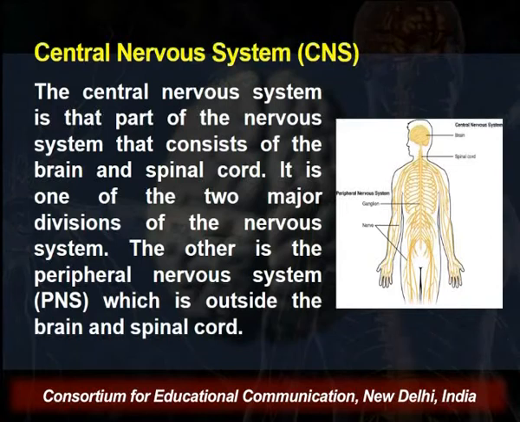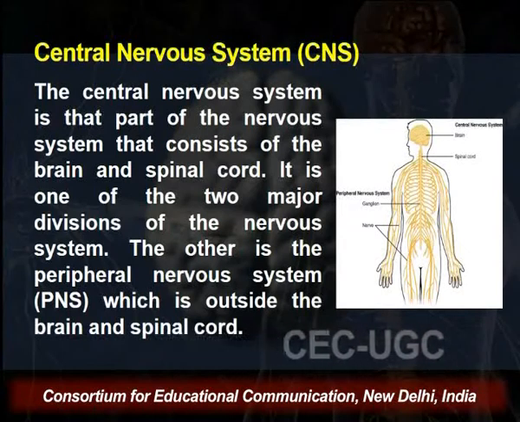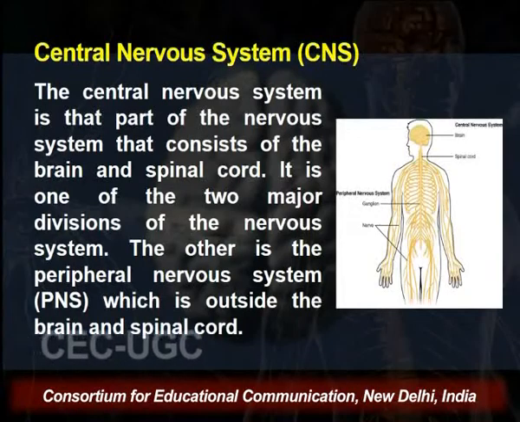The nervous system is made up of different neurons and neural connections, and it has different divisions. One of the important systems is the central nervous system, the part of the nervous system which consists of the brain and spinal cord. There are 2 major divisions of the nervous system: central nervous system and peripheral nervous system. The central nervous system covers the brain and spinal cord, whereas the peripheral nervous system is related to the outside of the brain and spinal cord.